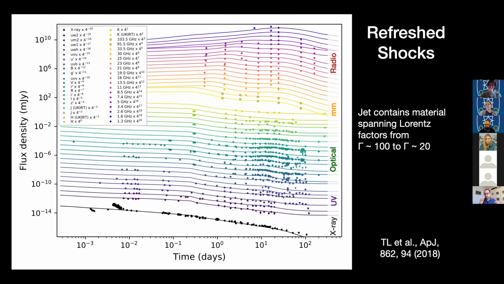Now, in this case, this reverse shock that we are seeing is continually refreshed, which means that we're seeing evidence for lower and lower Lorentz factor material that's piling on to the jet at later times. It's suggesting that there's radial structure in the jet, or material traveling at different Lorentz factors, from a Lorentz factor of 100 to a Lorentz factor of about 20. This was the subject of an NRAO press release, though not the one that I mentioned in my title slide. That one is from the ALMA work that I'm going to describe next.